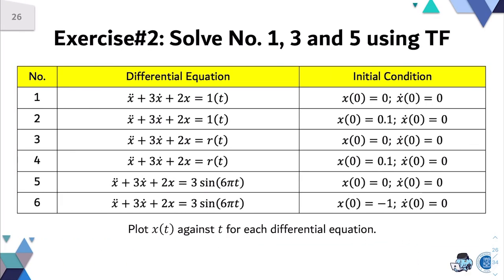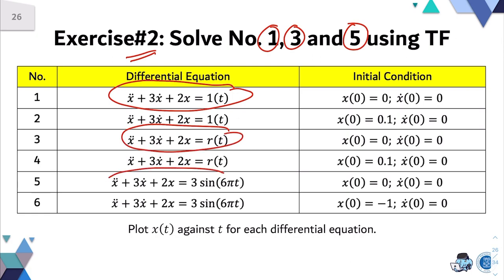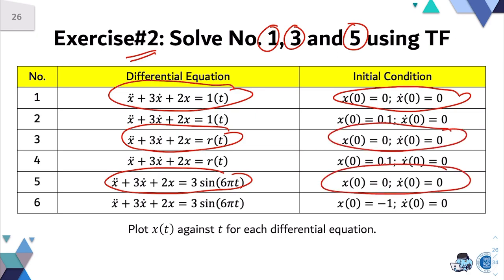Okay, so please do exercise number 2. In exercise number 2, solve problem number 1, number 3, and number 5. Why? Because for number 1, number 3, and number 5, the initial conditions are 0. You cannot use the transfer function for number 2, number 4, and number 6, because the initial conditions are not 0. Okay, good luck. Please do this exercise.